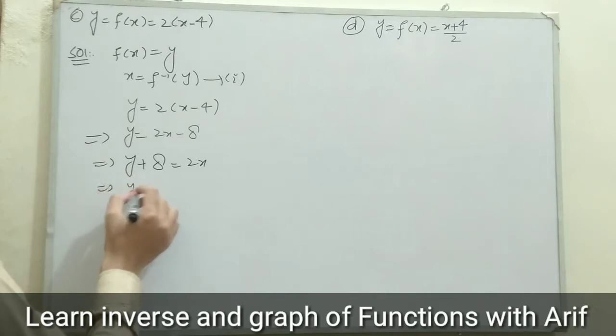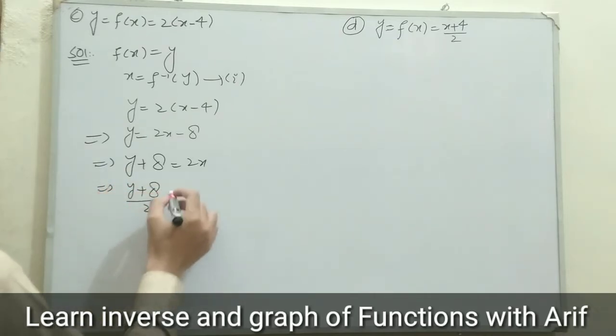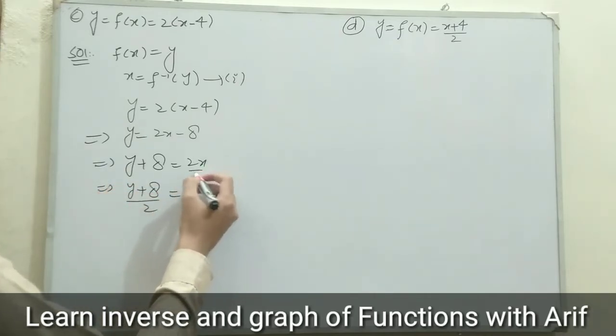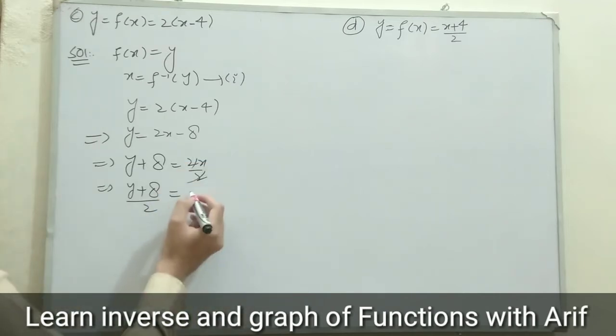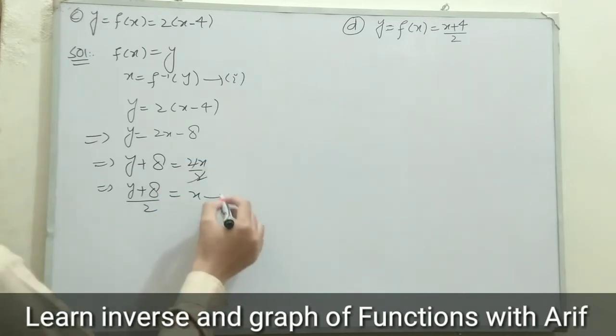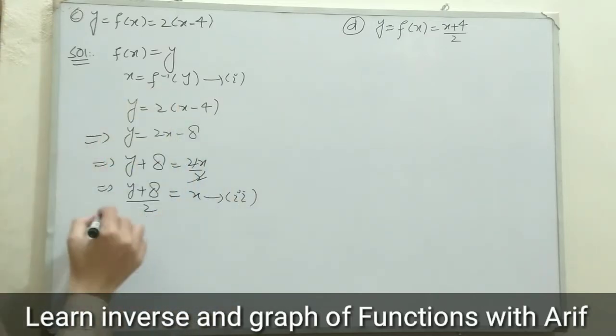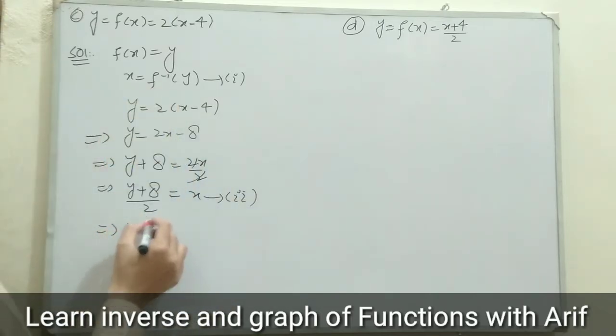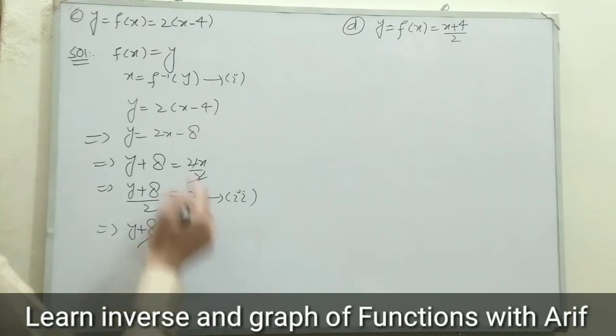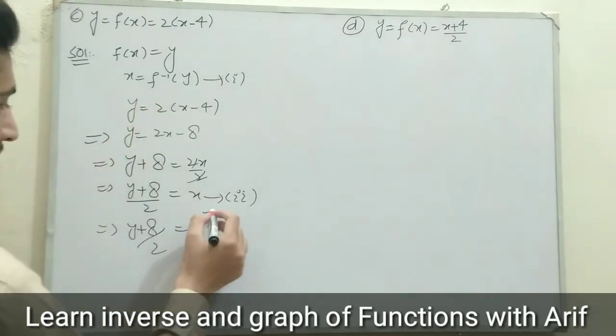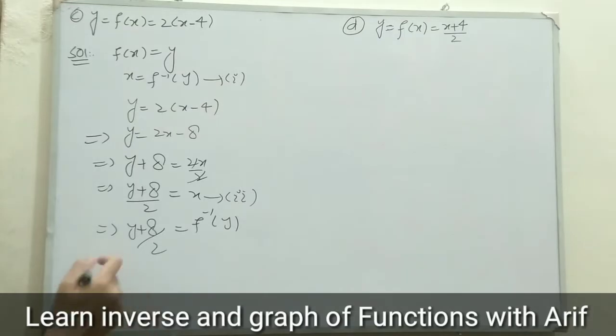So it becomes (y + 8)/2 is equal to, here if we divide it by 2, so 2 will cancel out with 2, so we are left with x. So let's suppose this is the second condition. Now put the value of x from this equation in this equation. So it becomes (y + 8)/2 is equal to x, which is f inverse y. Now replace y with x, so it becomes (x + 8)/2 is equal to f inverse x. So this is actually our inverse function.